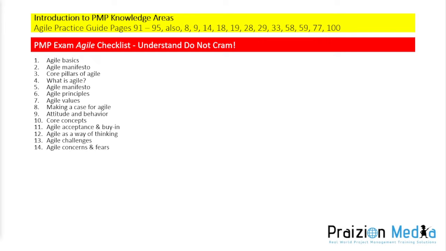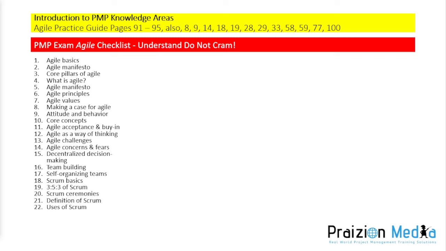Agile challenges, Agile concerns and fears. People have concerns and fears when it comes to Agile. Why is that? The concept of team building, Scrum basics, getting into the 3-5-3 of Scrum, the Bay essentials. You got to understand that too.